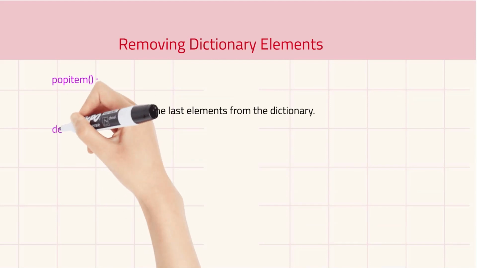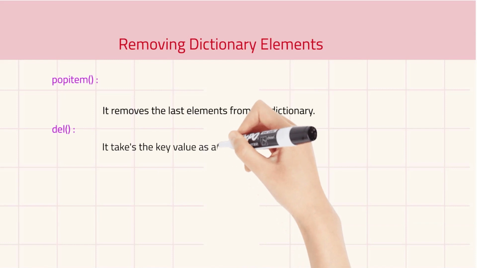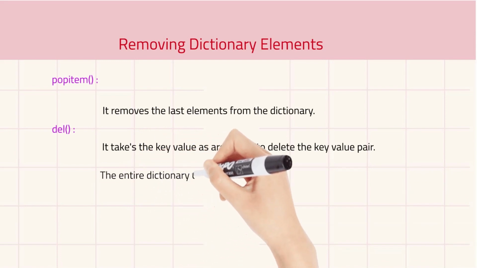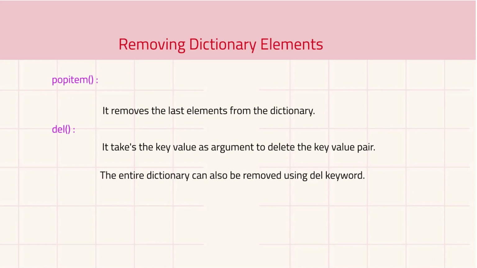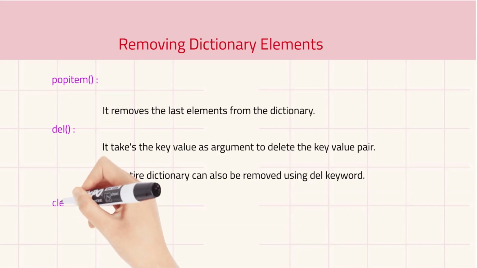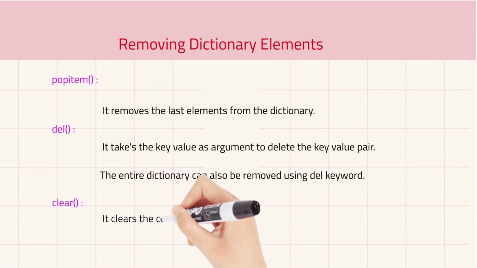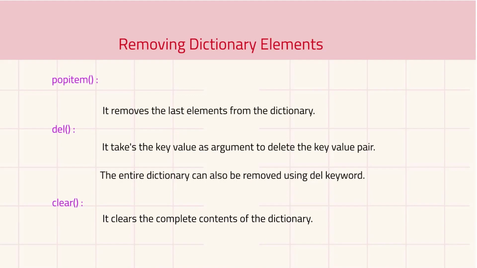Third is the DEL method. To delete the key-value pair, we need to pass the key value as an argument. We can even delete the entire dictionary using the DEL keyword. Finally, the fourth is the clear method. It is used to empty or delete all the contents from the dictionary.